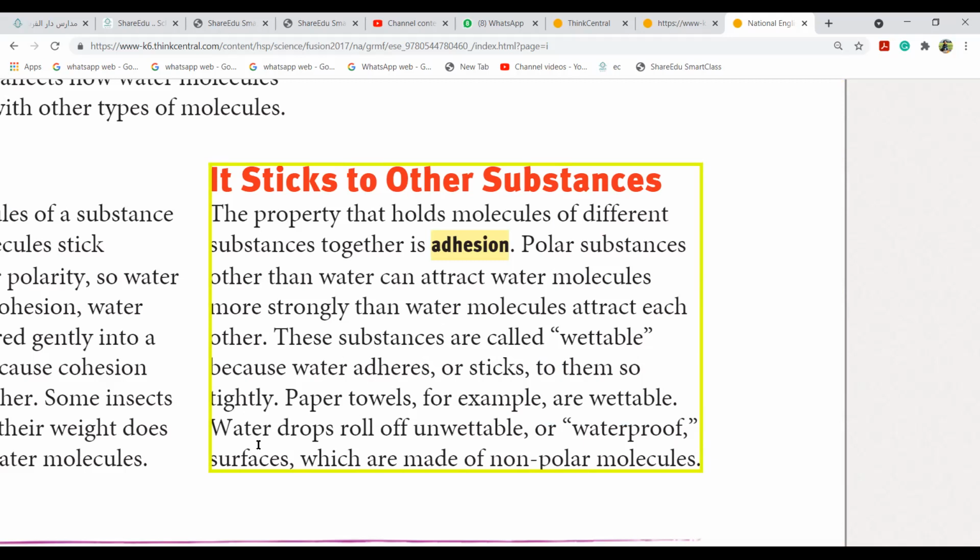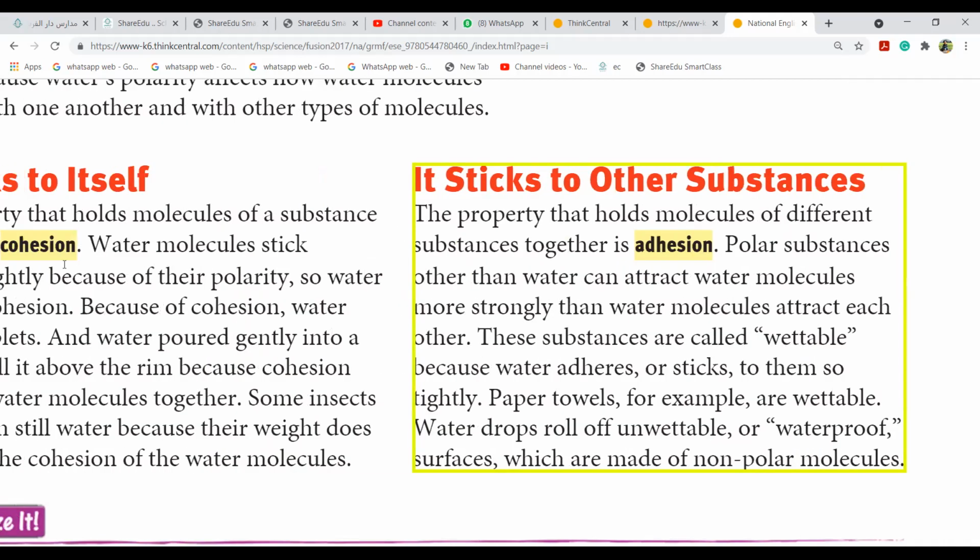Paper towels are wettable. Water drops roll off unwettable or waterproof substances like leather. You know the leather boots you wear. Does water stick on that? Does water stick on leather boots or umbrellas? The water falls from it because there is no adhesion. So do you understand the meaning of cohesion and adhesion?